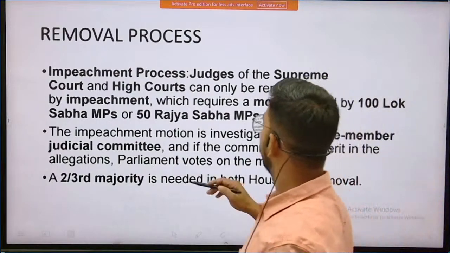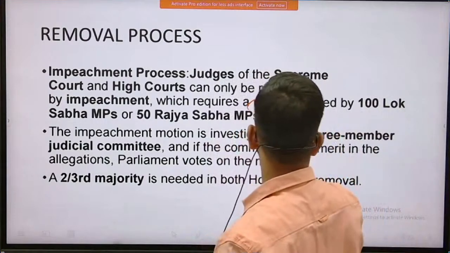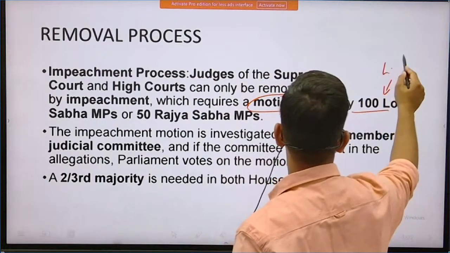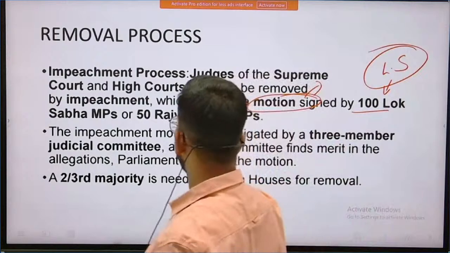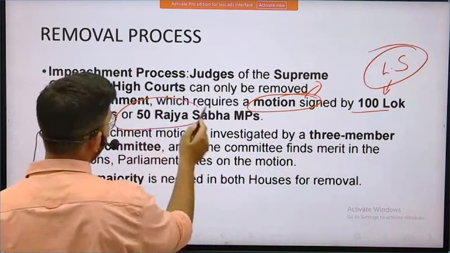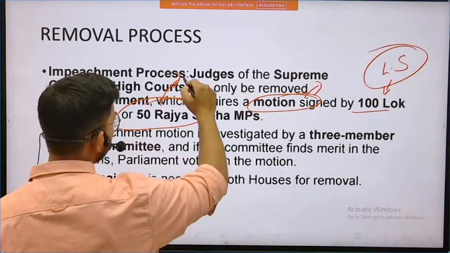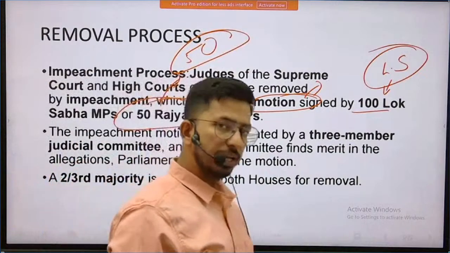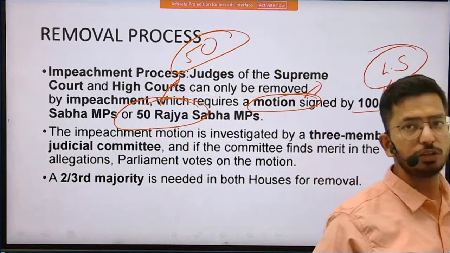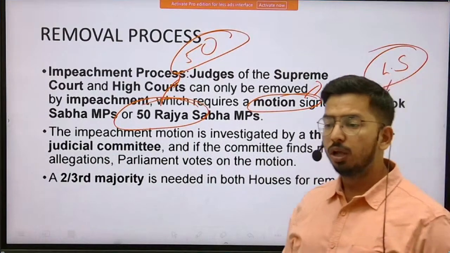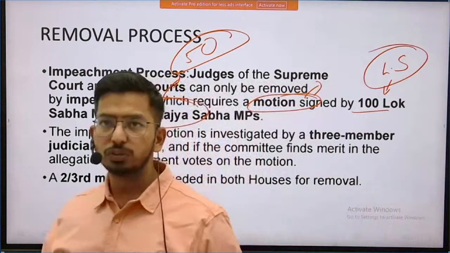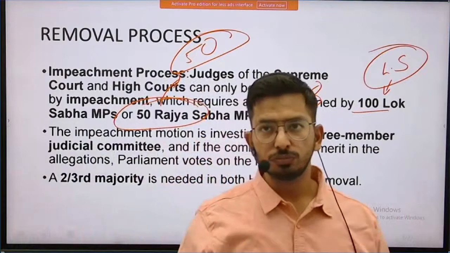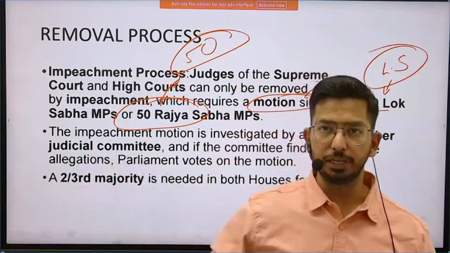When we talk about the impeachment or the removal process, it requires a motion, and that motion should be supported by 100 members if it's the case of Lok Sabha. Since the Rajya Sabha has fewer members, the same proposal, if originated in Rajya Sabha, needs to be signed by 50 members. If the numbers are lesser, that proposal cannot be signed. Now, whichever house has proposed to impeach the judge, they need to make an investigation committee.